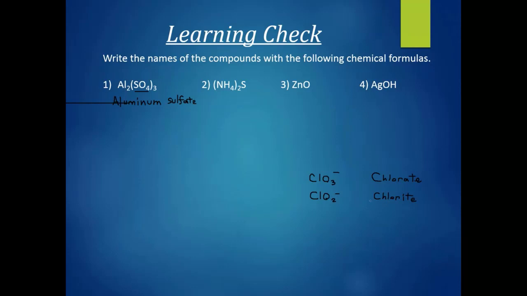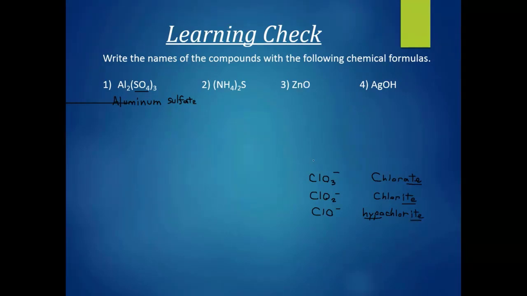It works exactly the same. The only difference between the ATE and the ITE is that there's one less oxygen. Same thing with sulfate and sulfite. You can actually have even one less oxygen than that. You can have ClO minus, and if that's the case, you add a hypo in front of it: hypochlorite. So adding the hypo takes away another oxygen.